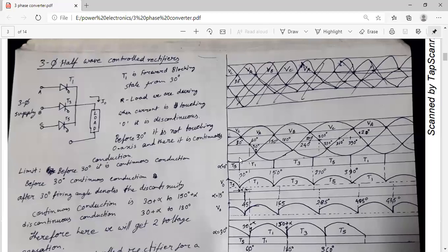So T1 is on from 30 degree to 150 degree. That means each phase will be in conduction up to 120 degree. That is 30 degree plus 120 degree, 150 degree. So from 30 degree to 150 degree, the T1 thyristor is on. So if I draw a conduction sequence diagram, we will get this portion.